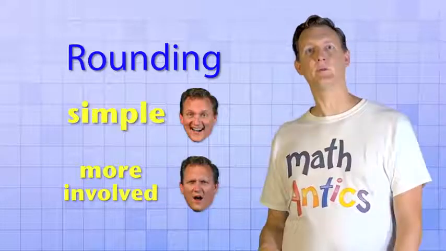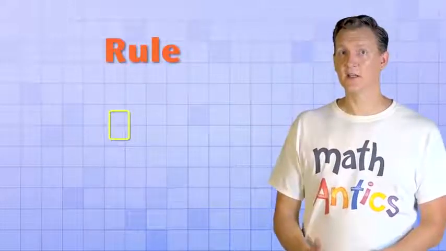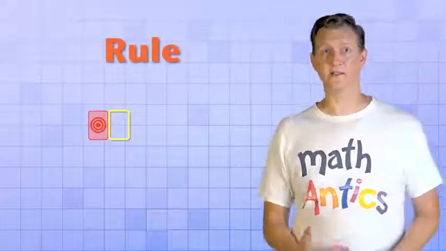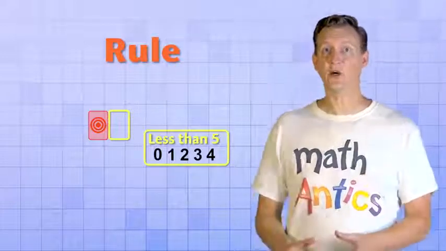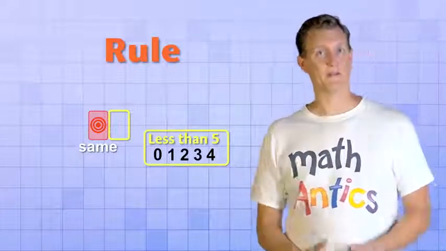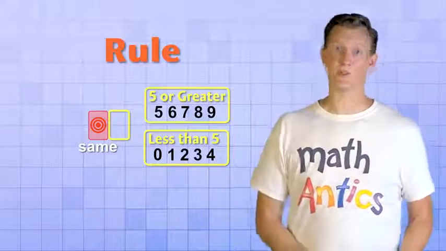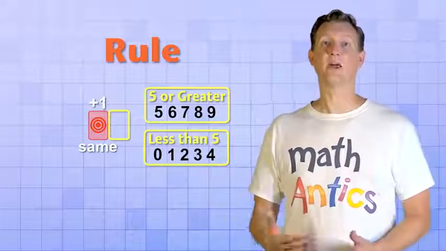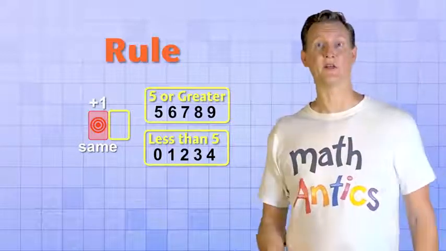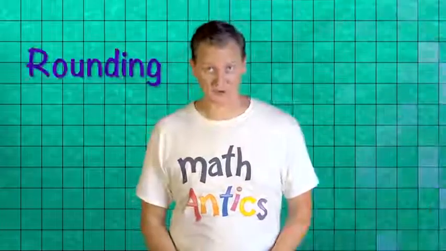The key is to remember the rule that if the digit to the right of the target is less than 5, we leave the target digit the same. But if it's 5 or more, we increase the target digit by 1, even if that causes a chain reaction with the bigger number places. Alright, so now you know a lot about rounding numbers.